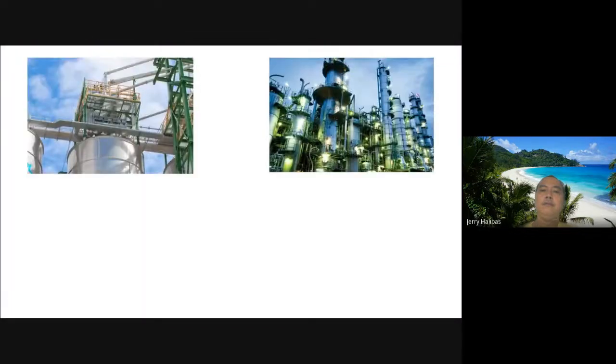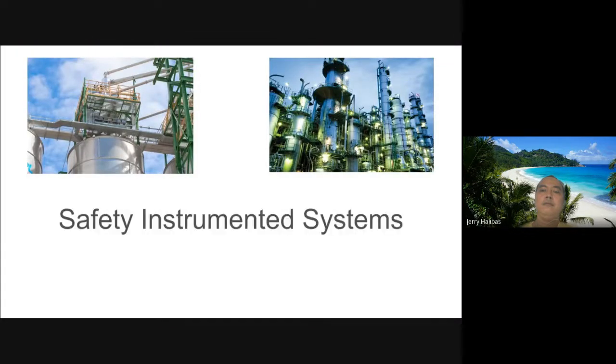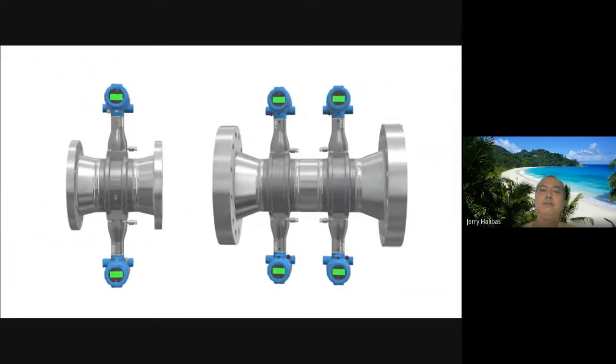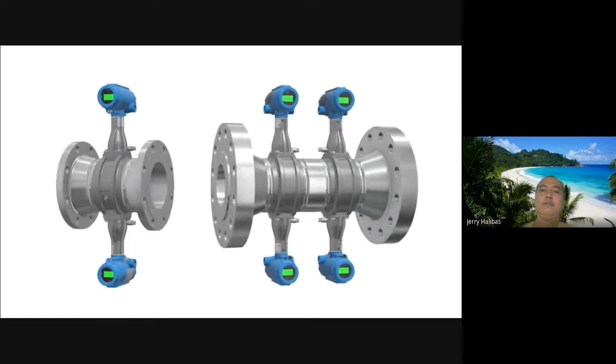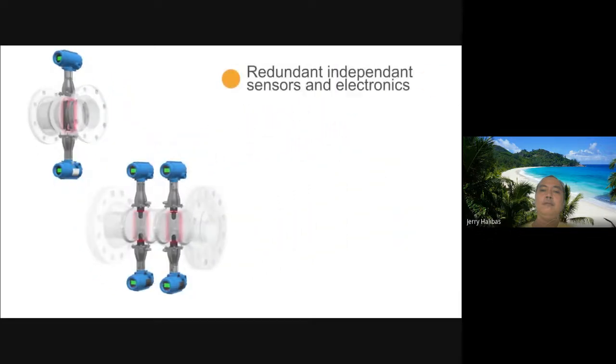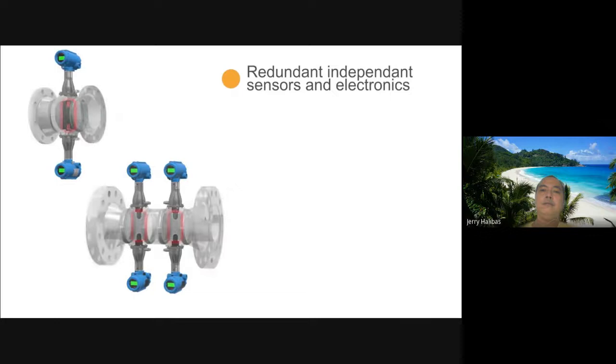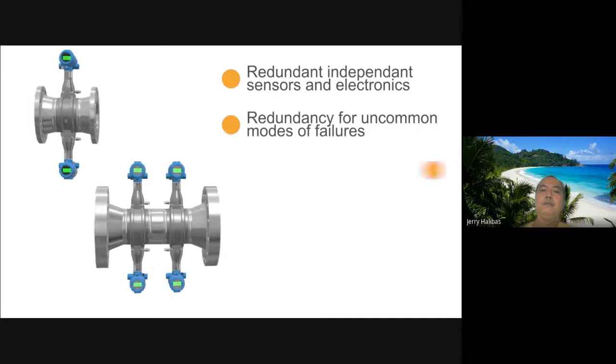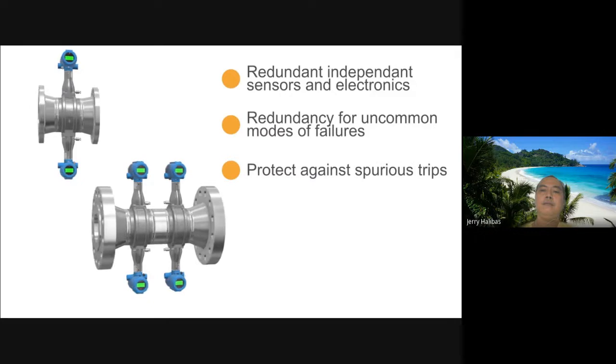For chemical plants and refineries, safety instrumented systems, or SIS applications, are critical to keep a plant running smoothly and safely. Dual and quad vortex flow meter configurations exist to accommodate these type of applications by providing redundant, independent sensors and electronics. This provides redundancy for uncommon modes of failures and helps to protect against spurious trips that these plants may experience.